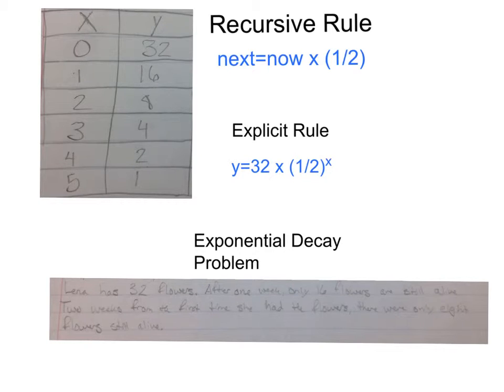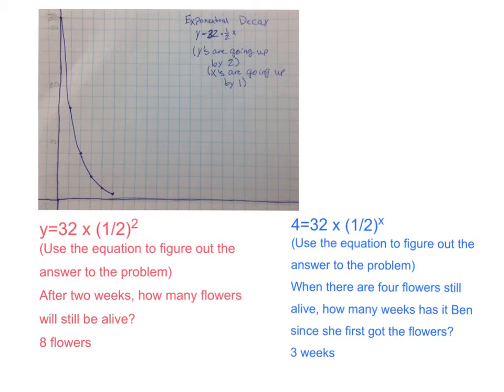Up on the top left, there is a table. In the upper left is a picture of the graph. It is exponential, so it is curved. In red is an exponential decay problem. You can use the equation to figure out the answer to the problem. After 2 weeks, how many flowers will still be alive? The answer is 8 flowers.